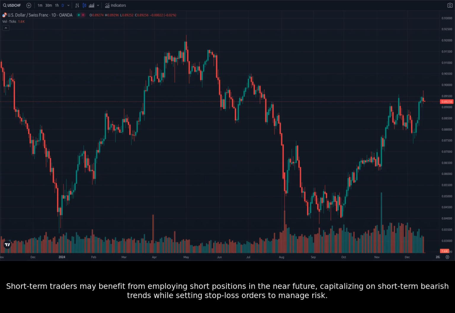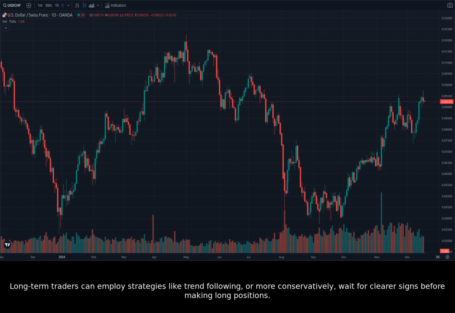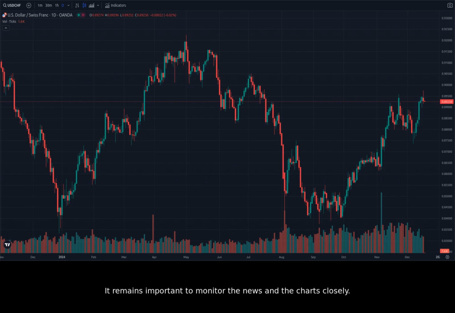Short-term traders may benefit from employing short positions in the near future, capitalizing on short-term bearish trends while setting stop-loss orders to manage risk. Long-term traders can employ strategies like trend following or, more conservatively, wait for clearer signs before making long positions. It remains important to monitor the news and the charts closely. Key events, such as upcoming economic data releases, will greatly influence the USDCHF price movement.